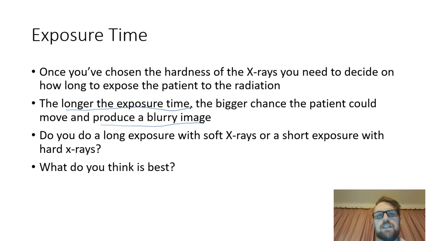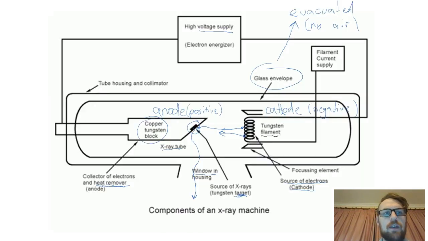Now, just the last thing with exposure time. If we want a longer time, if we have a look back at our tube, we need more of these X-rays produced. So we need more of these electrons to go across over a longer time. So what we say is we need an increase in tube current. Remember, current is how many electrons we have flowing. So an increase in tube current.